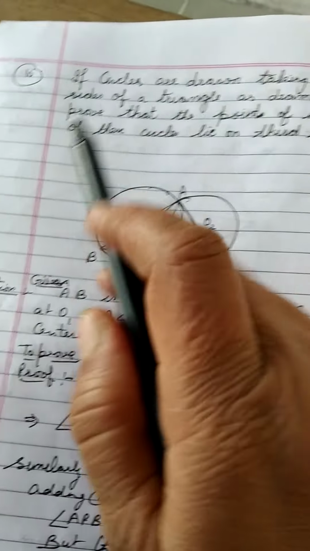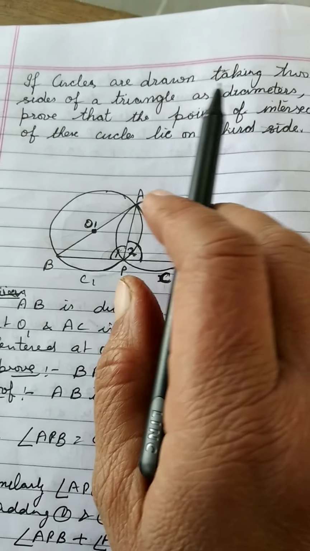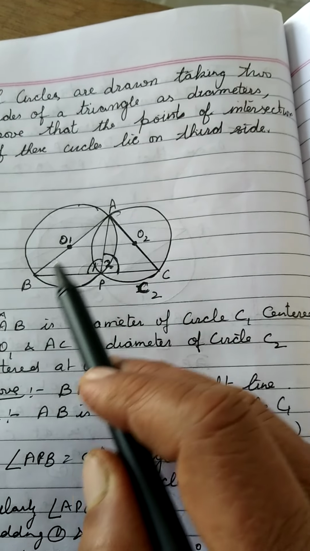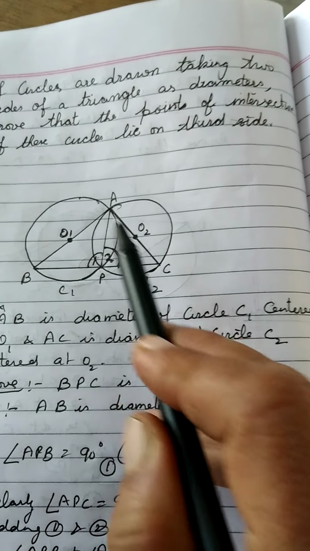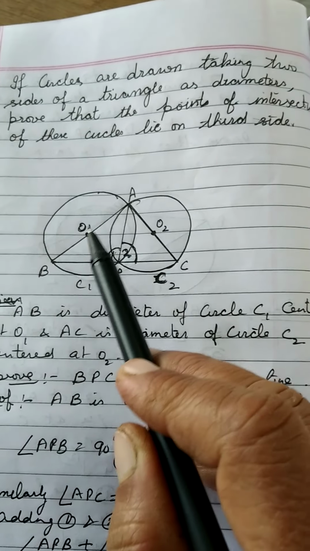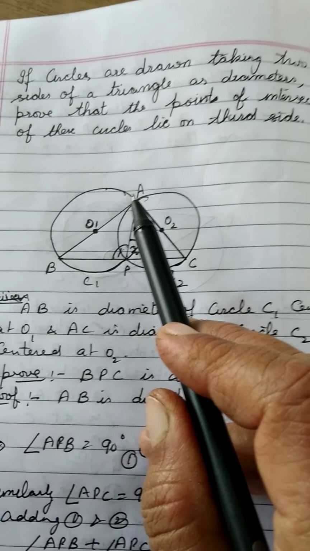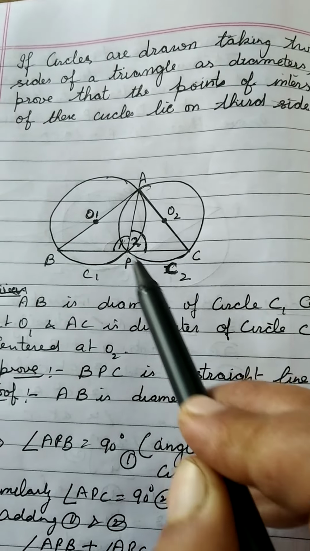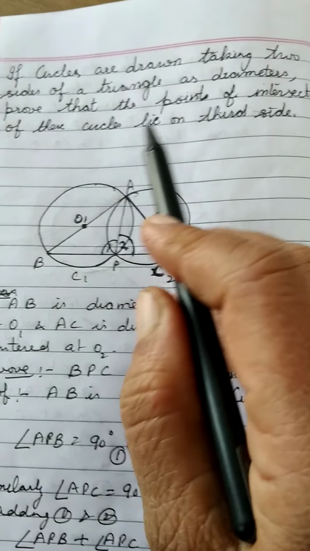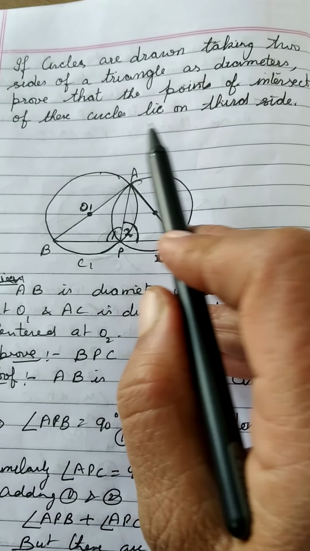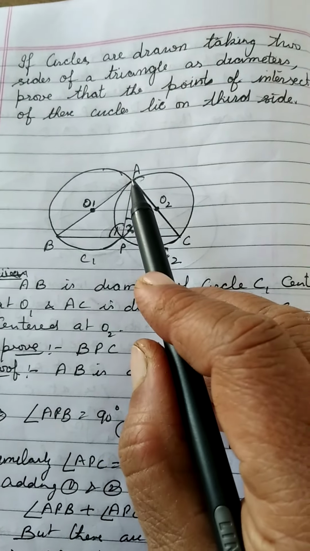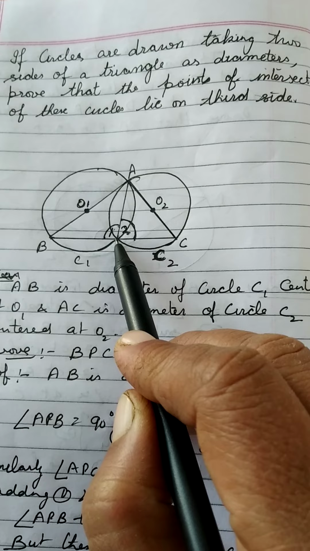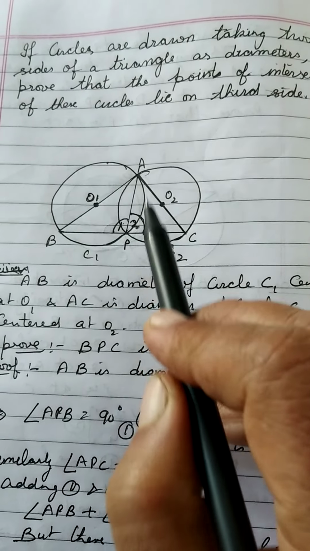Then we come to question number 10. If circles are drawn taking two sides of a triangle, means side AB and AC, these are the two sides of the triangle, and side AB is the diameter of the circle C1 and side AC of the triangle is the diameter of the circle C2. Prove that the points of intersection of these circles lie on the third side of the triangle. The point of intersection is the point P on which these circles are intersecting.